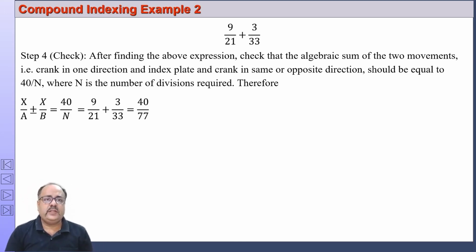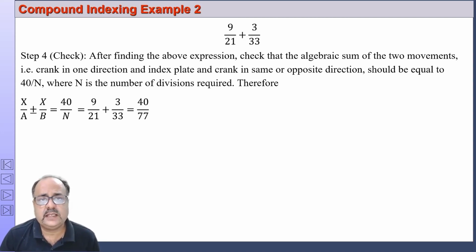So that's it. We come to the end of compound indexing. In the next lecture, we'll be discussing differential indexing.